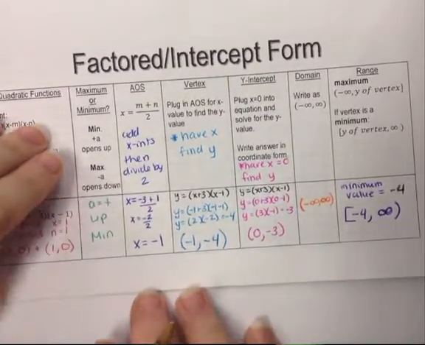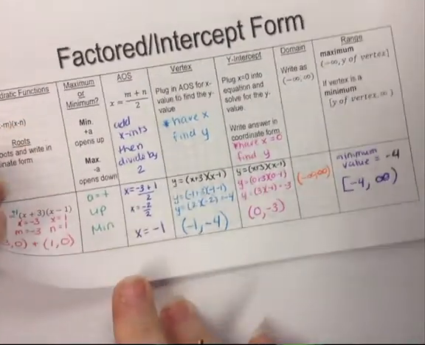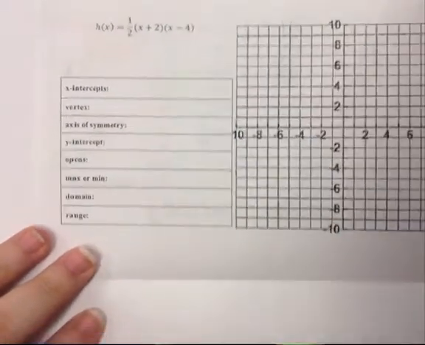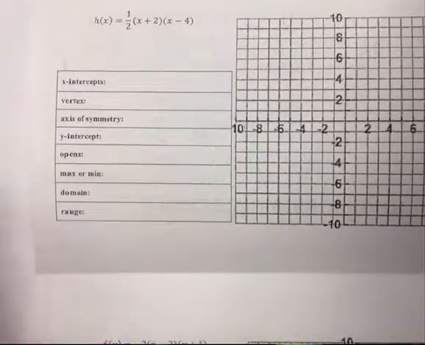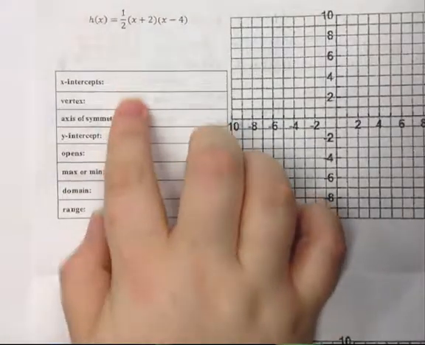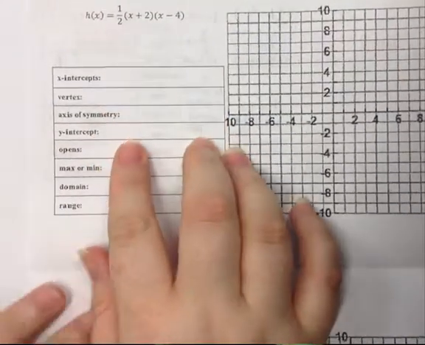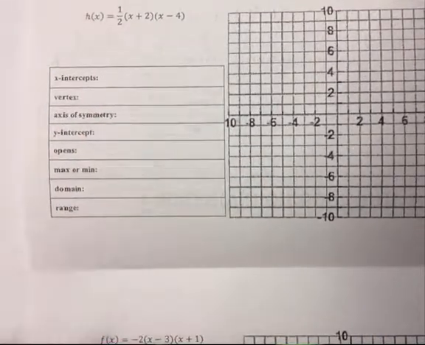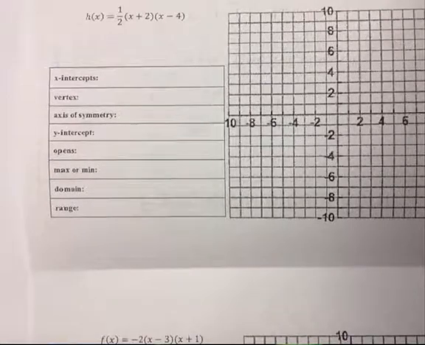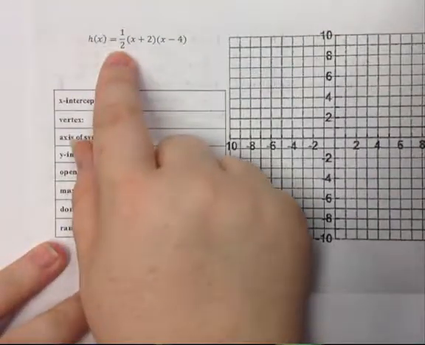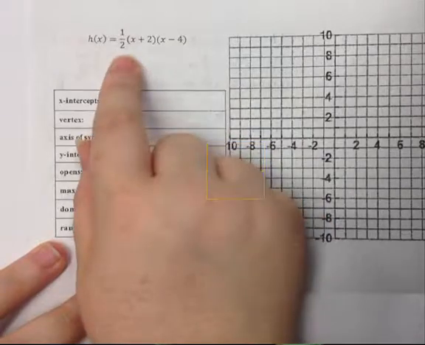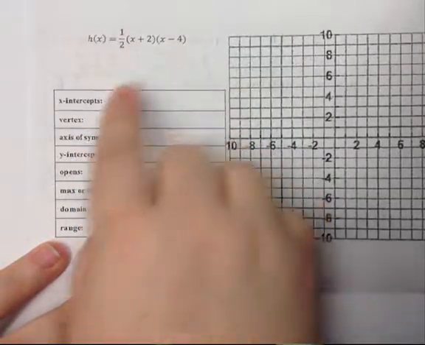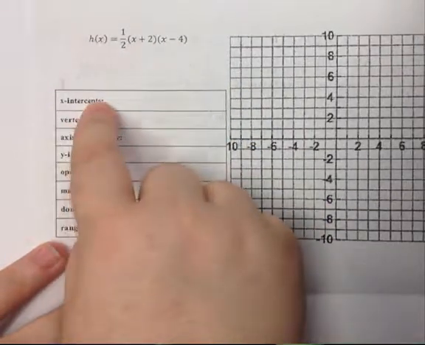So if we open this up, we're going to do the same thing. And we're also going to graph our functions, but without the use of a calculator. So we're going to find the same information. Now, they might be out of order because these are the pieces that we need, but we have to find them in a specific order. So our x-intercepts are always the first thing that we try and find. Since this is in factored/intercept form, because it is a product of its factors, we can automatically find our x-intercepts.